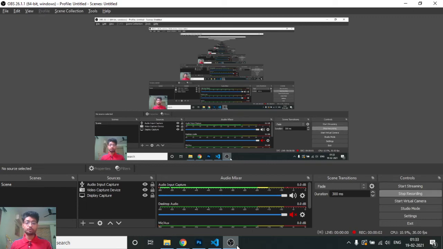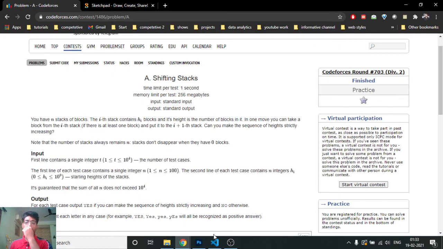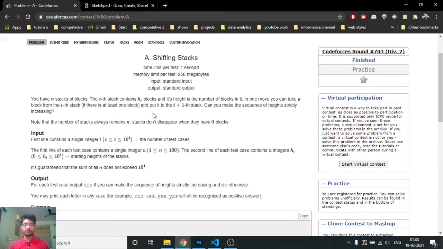Hello friends, so today we can discuss a problem from the latest Codeforces Round 703, problem named Shifting Stacks. So let's start by reading the problem statement.